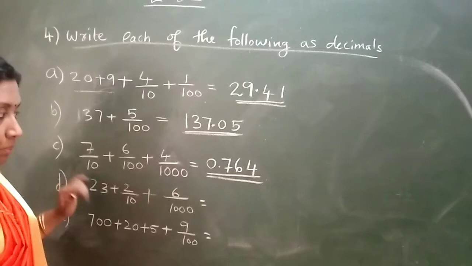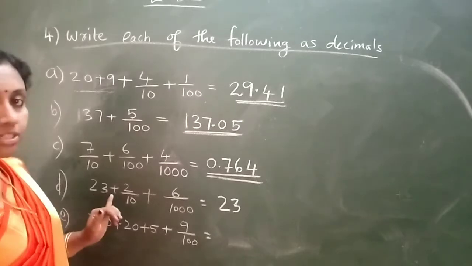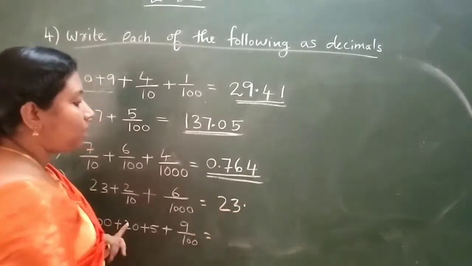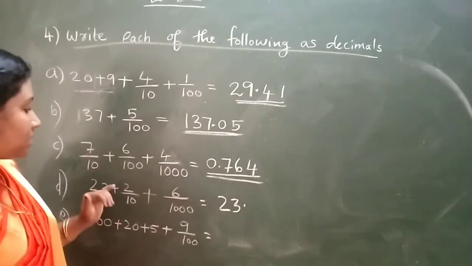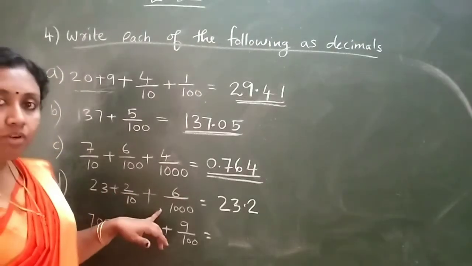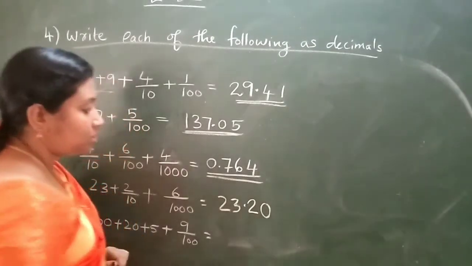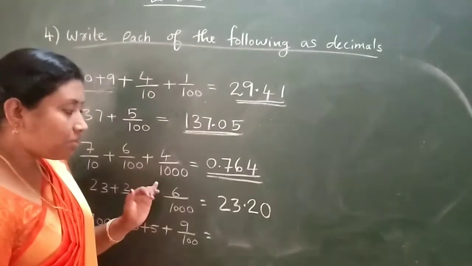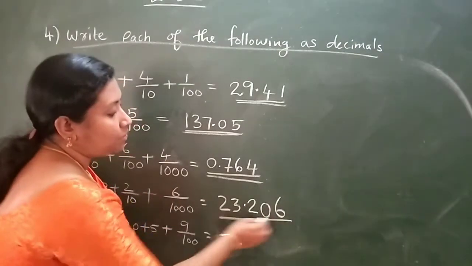Then question number D. Here, what is the whole number part? Here, whole number part is 23. So you just write that 23. Then these all are the decimal place numbers. So, the decimal part. After the decimal point, first digit is 1 by 10th place. Here, 1 by 10th place number is 2. Then, which is the next place? 1 by 100. Here there is no 1 by 100th place, so simply you put 0. Then which is the next place? That is 1 by 1000th place. What is the value of that place number? That is 6. So what is your answer?